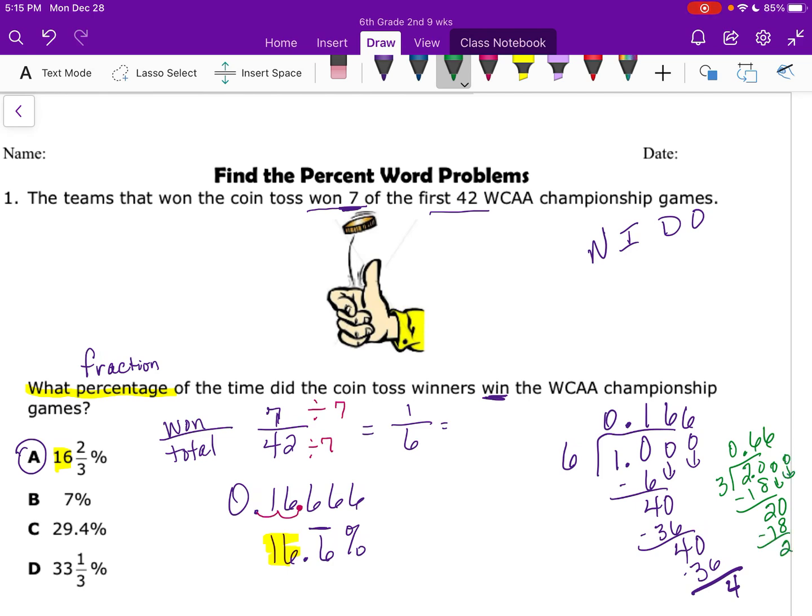Okay, so that's a way to check to make sure that you're getting the right answer. So 2/3 equals 0.6 repeating, which is what we have right there. So we could say it's 16 and 2/3%.